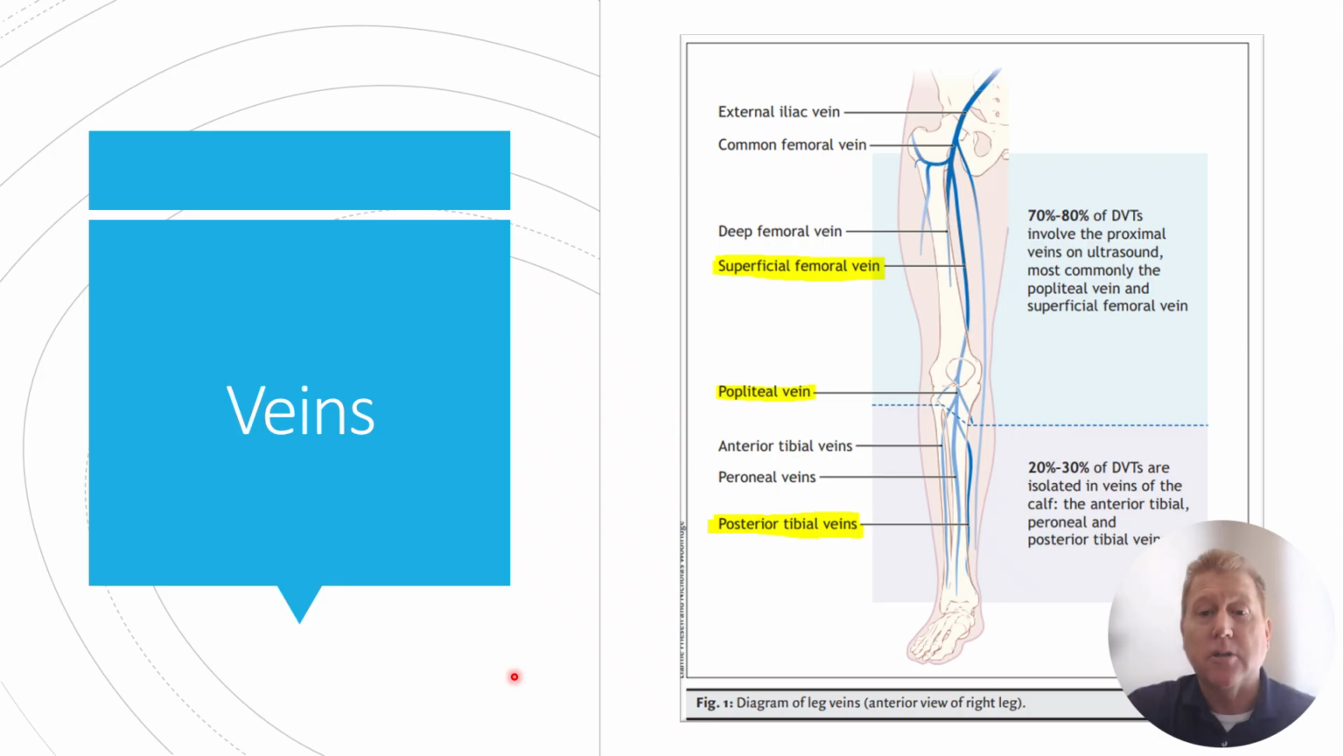Essentially with DVT, we're looking at the venous structure in the leg. The superficial femoral, popliteal, and the posterior tibial vein are the more common areas that you'll see them, with the superficial femoral being roughly 70 to 80% of the DVTs. It is interesting that most of the time, our main clinical symptom is tenderness in the calf.